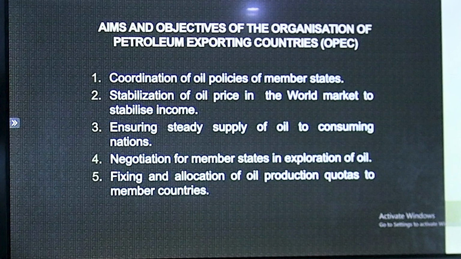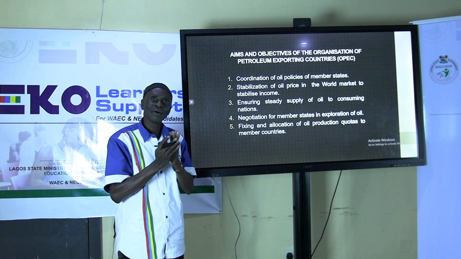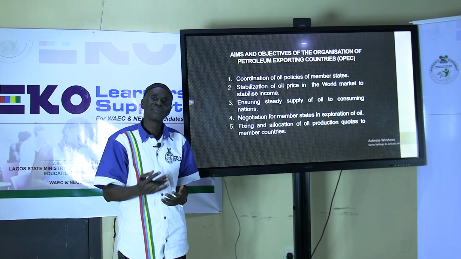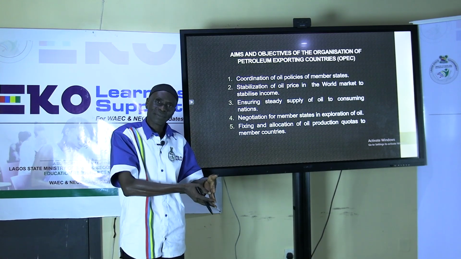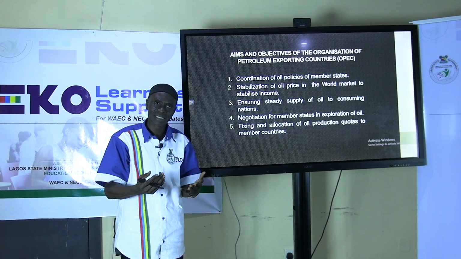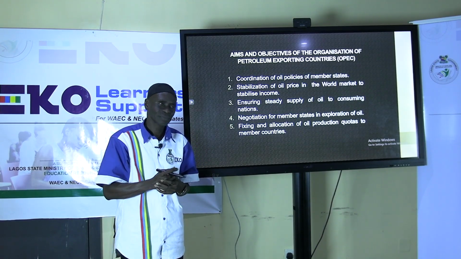Now let's look at the aims and objectives of the OPEC. Number 1, coordination of oil policies of member states. Every country that has that abundant gift of nature, crude oil, make sure they bring out some policies to the OPEC. It is this organization that will coordinate and harmonize how to go about it.